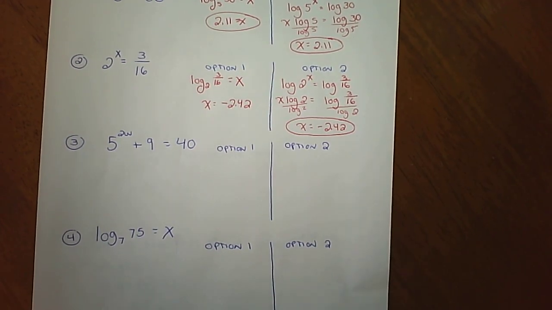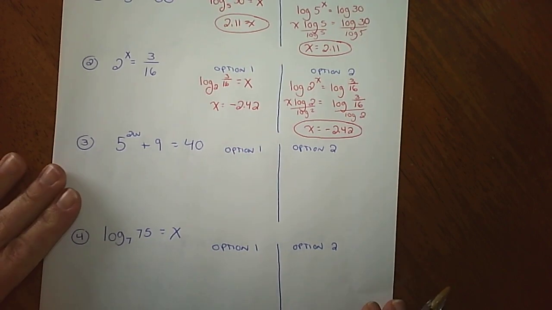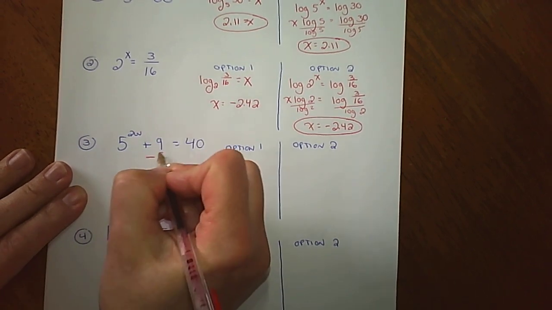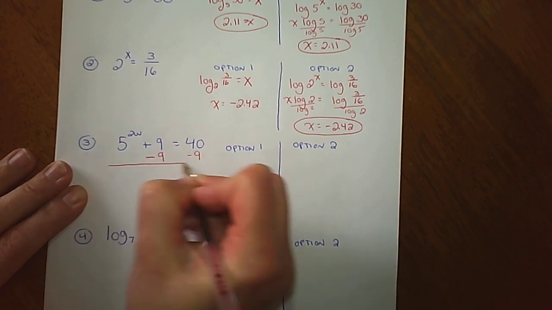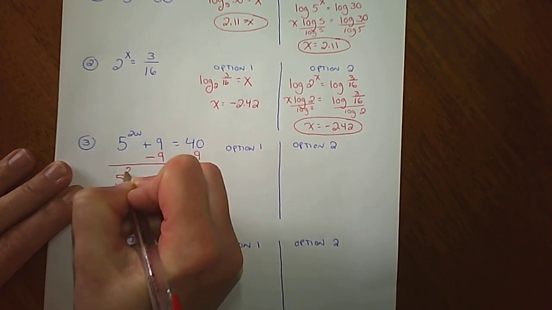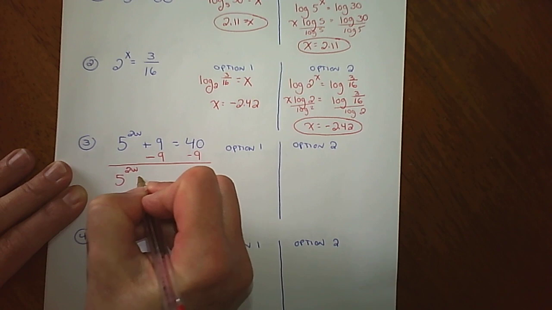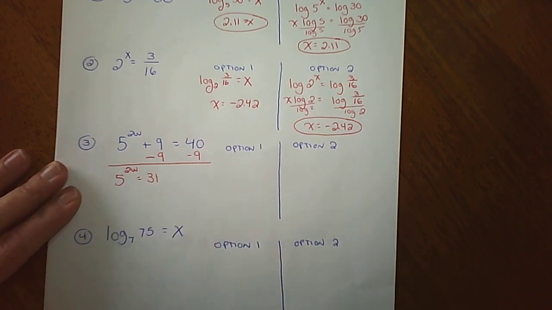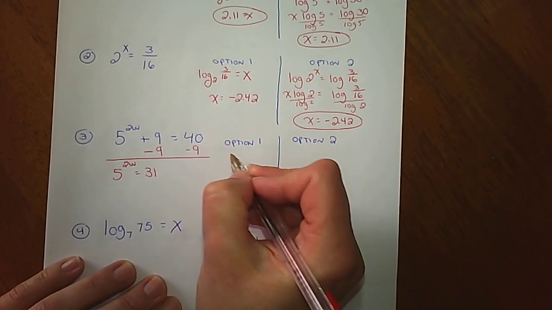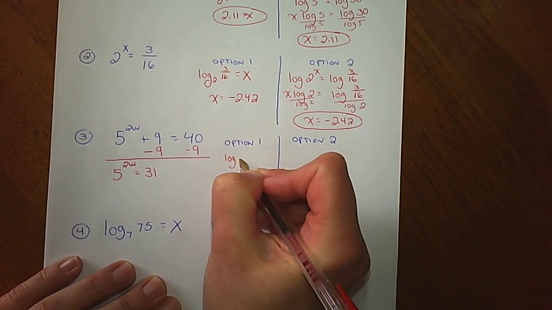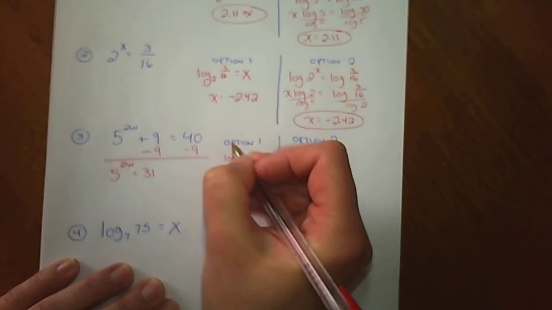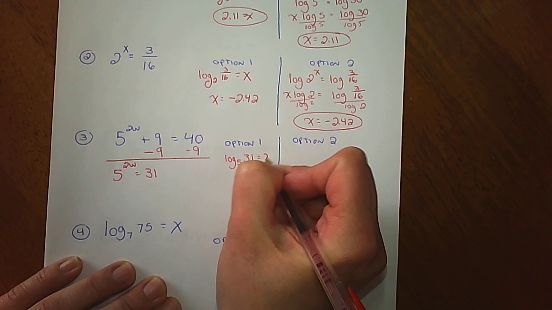Next one is a little more work. What do you think we have to do first? I'm hoping you're all screaming subtract the 9. So it becomes 5 to the 2w equals 31. All right, now I'm going to rewrite this. This becomes log base 5, 31 equals 2w.